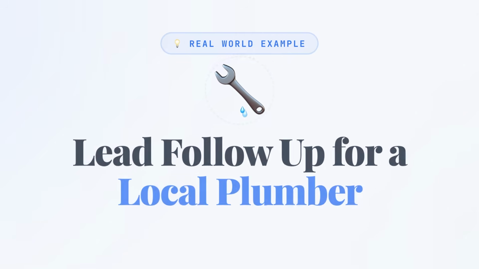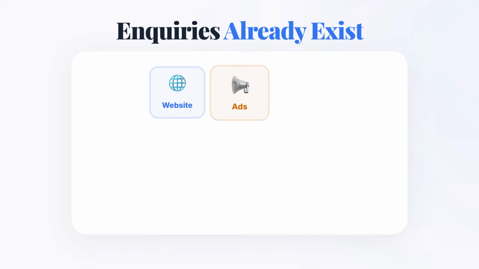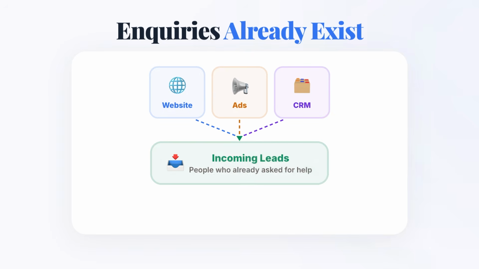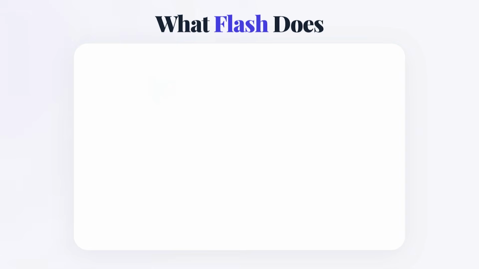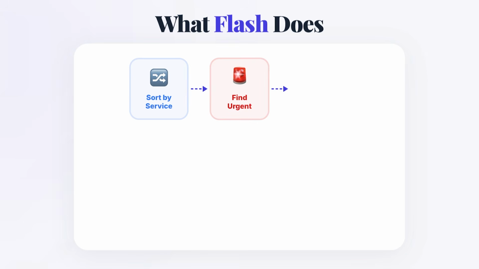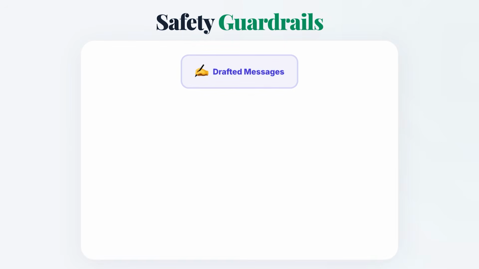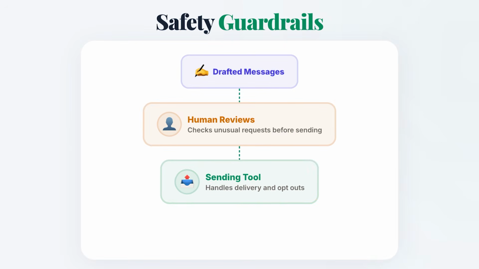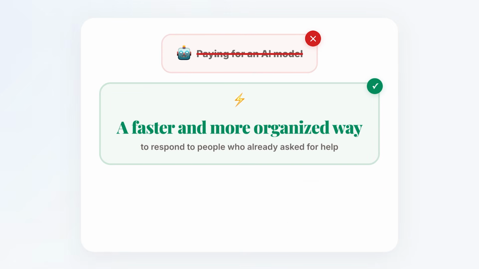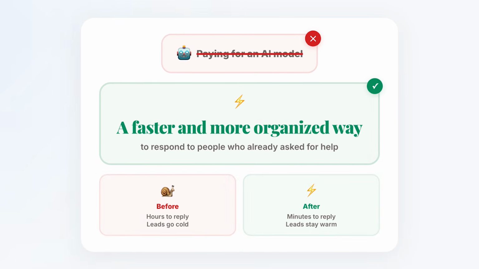Think about lead follow-up for a local plumbing company. The company already has inquiries from its website, ads, or customer system. After confirming those people agreed to be contacted, you could use Flash to sort the leads by service, find the urgent requests, and draft personalized follow-up messages. A separate sending tool handles delivery and opt-outs. A human reviews unusual requests before anything goes out. The plumber is not paying for an AI model. The plumber is paying for a faster and more organized way to respond to people who already asked for help.